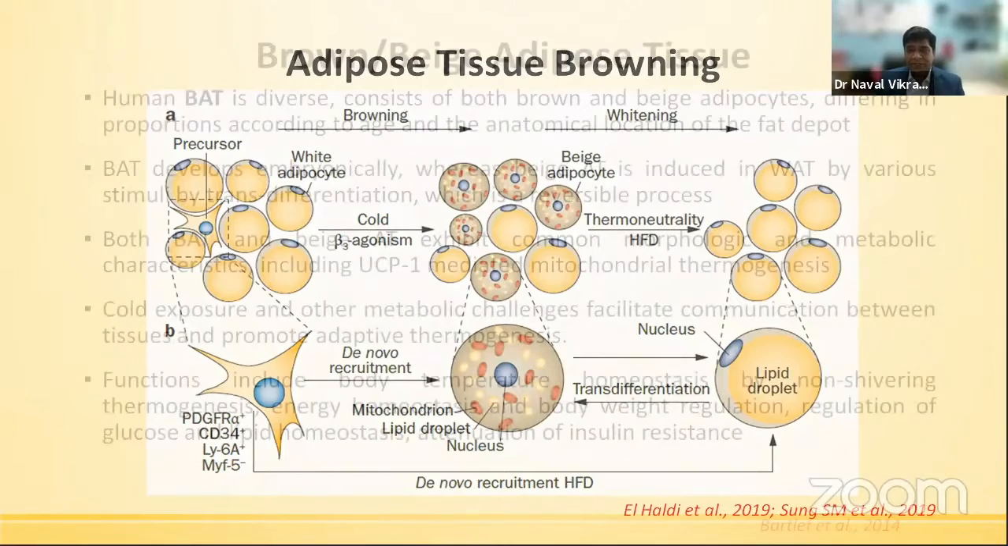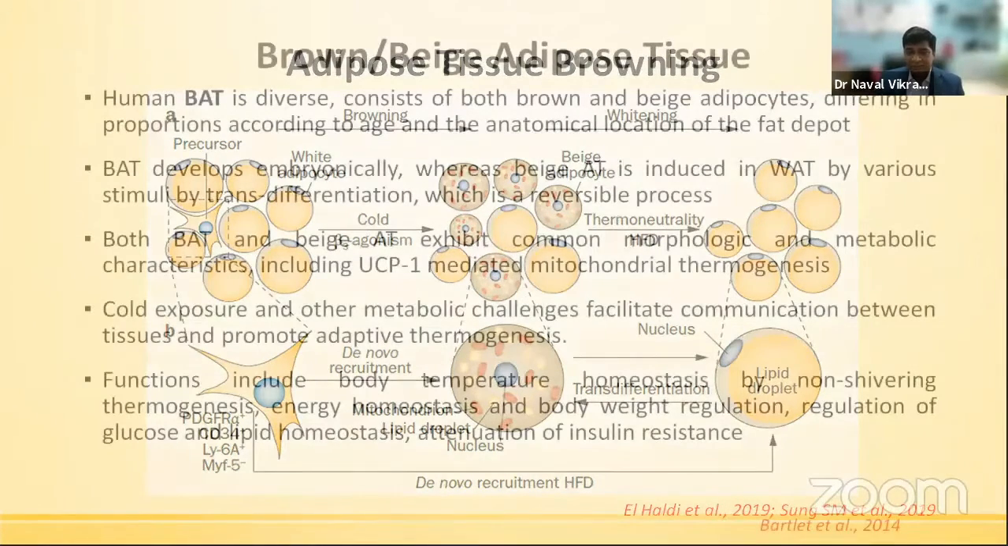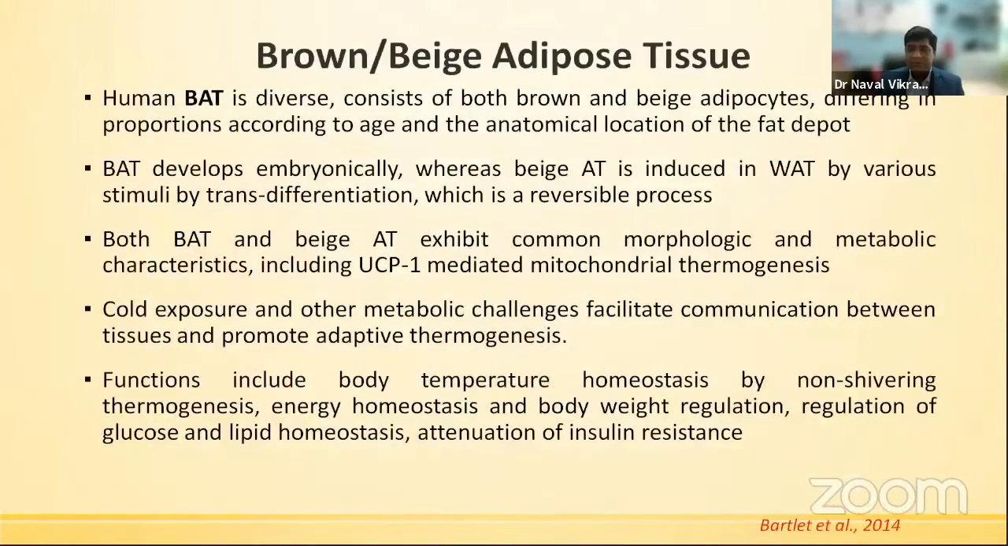Now, the brown or the beige adipose tissue is diverse. It consists of both types of adipocytes, and the amount and the location depend on the age of the subjects. With increasing age, there is a decrease in the quantity of brown or beige adipose tissue. Brown adipose tissue develops embryonically, as I said earlier, whereas beige adipose tissue is induced from white adipose tissue by stimuli which cause transdifferentiation.